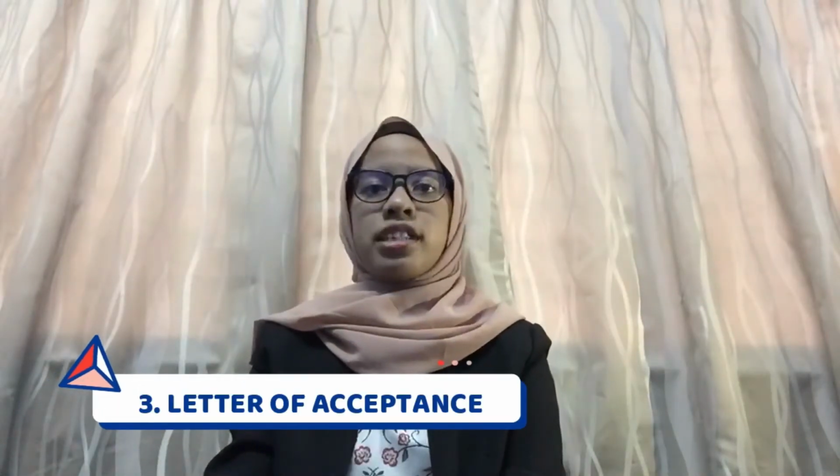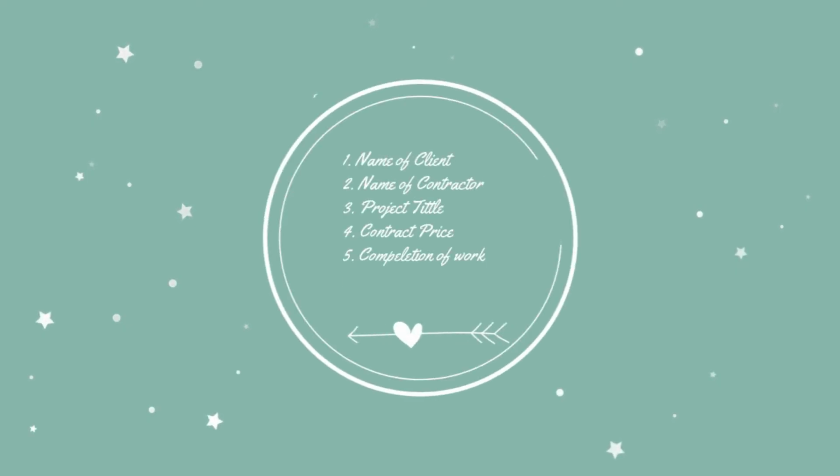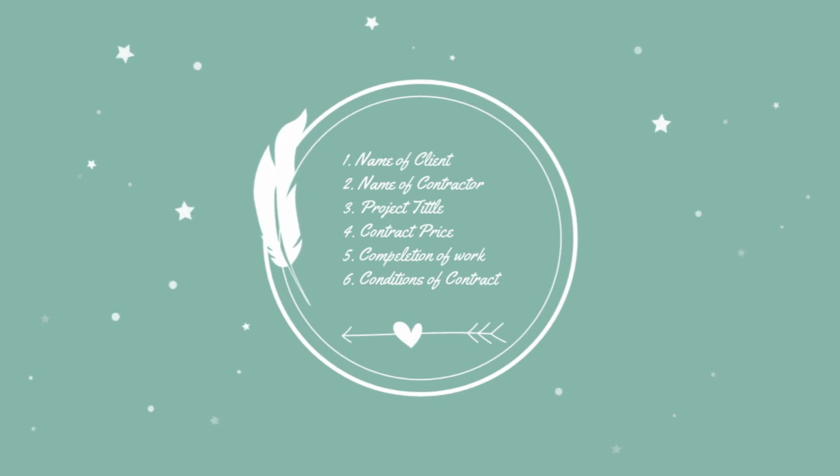The third one is a letter of acceptance. This is a notice to the tenderer regarding the receipt of work from the client. The letter contains the name of client, name of contractor, project title, contract price, completion of work, and conditions of contract. For the explanation, the client or superintendent officer will use this form to make agreement acceptance of that tender. The second is this form must be signed by 2 parties and sent back to the client. And the third one is the contractor must keep this form as future evidence and reference.